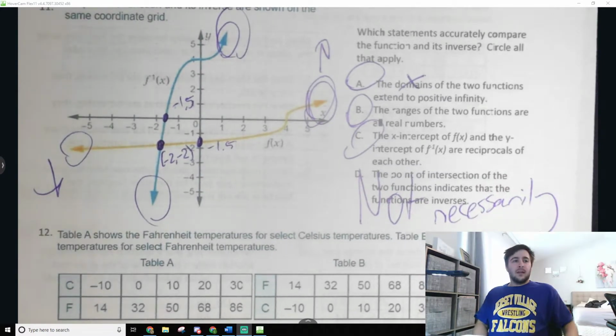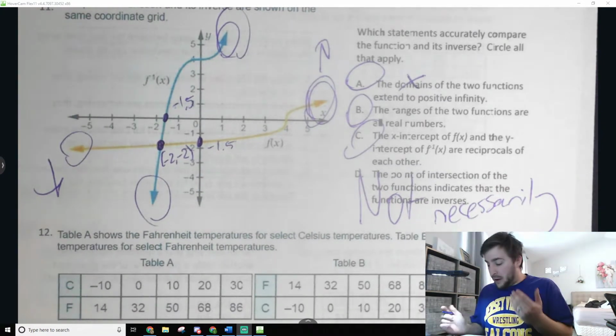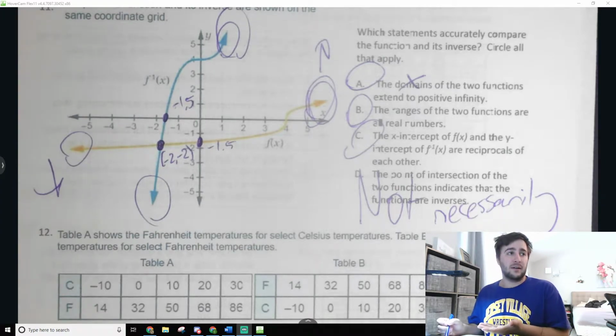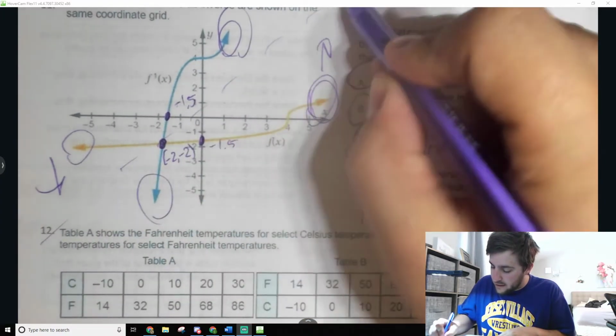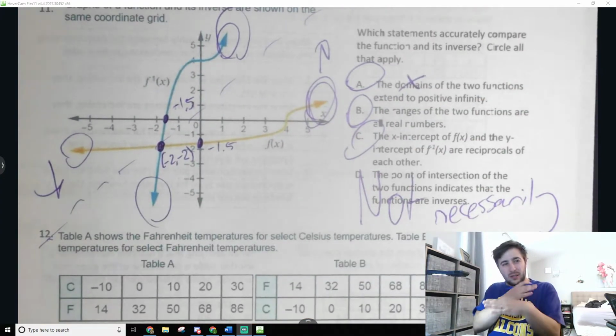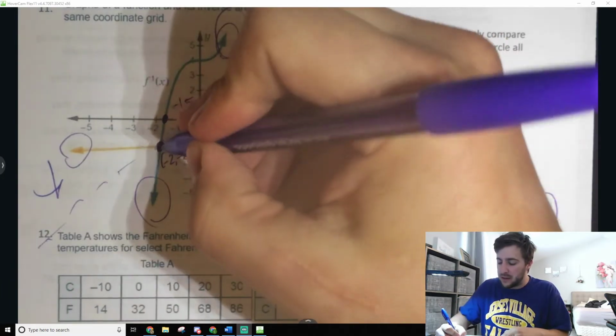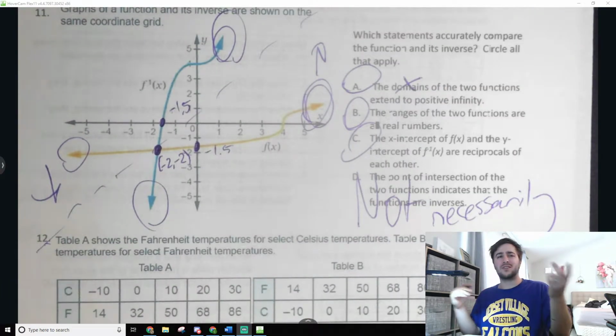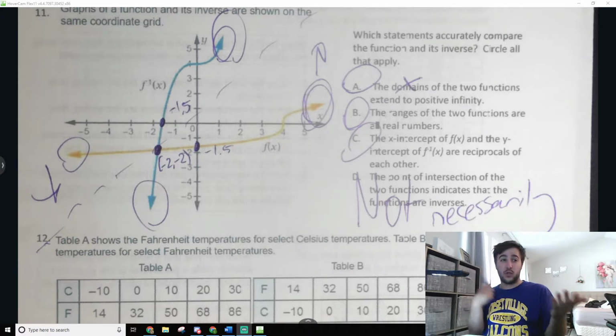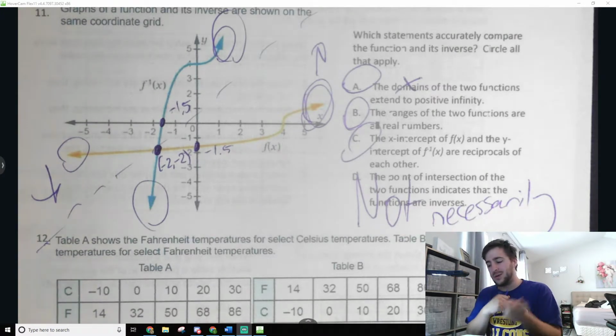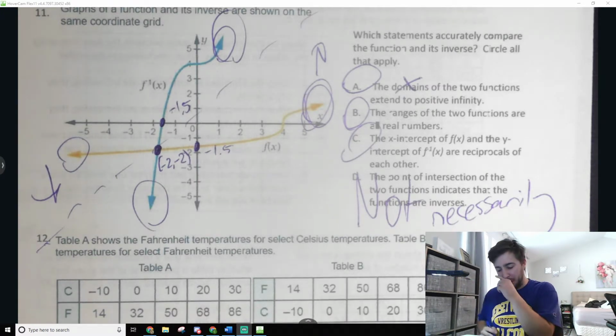Sure. Please don't spell check me. Okay, so not necessarily, all right? Because we do have that line y equals x. And anywhere that they actually cross each other, you'd expect it to be on that line. But one point of intersection is not a for sure they're inverses, all right? So that's why I say not necessarily. So that was a tricky one there.